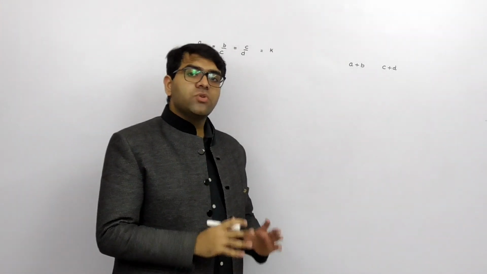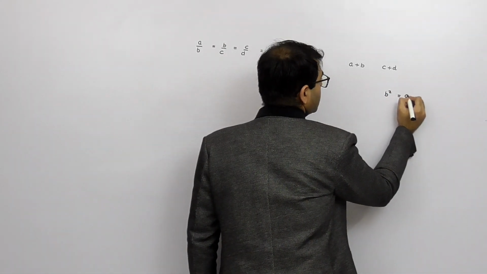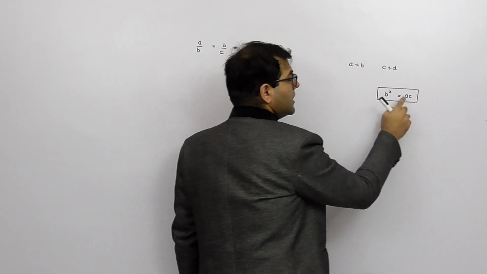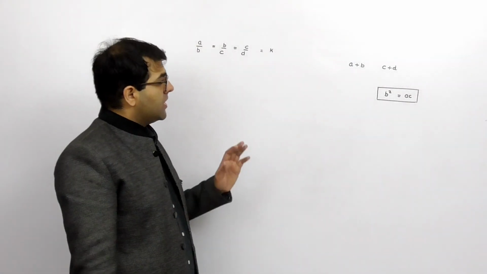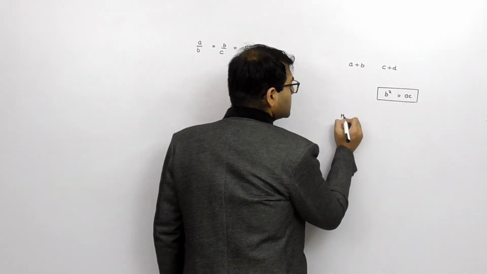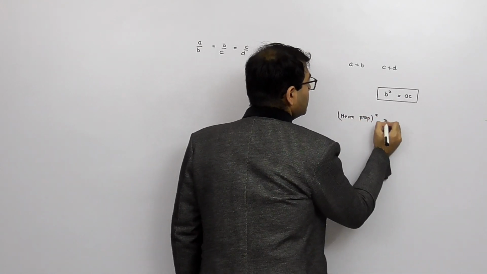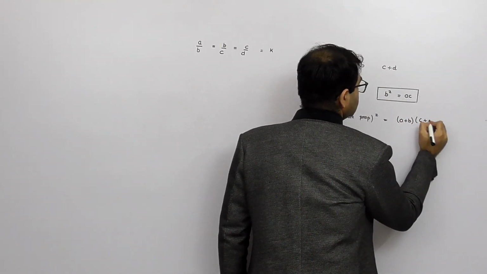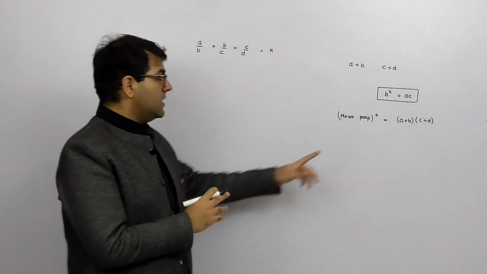If you remember your discussion on continued proportions, you would definitely remember the relationship that we have developed here. b square equals ac. What was b? b was my mean proportion. And what were a and c? a and c were the two terms between which b was my mean proportion. If you understand this logic here, then can I say the mean proportion whole square will be the product of a plus b and c plus d.